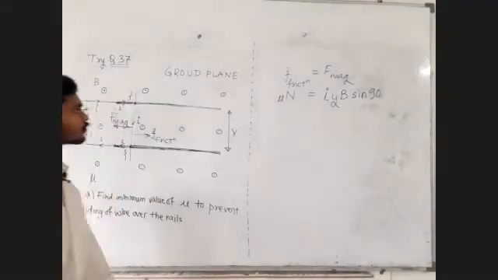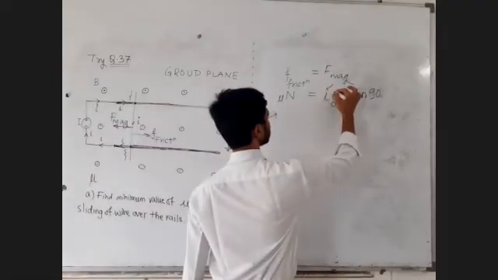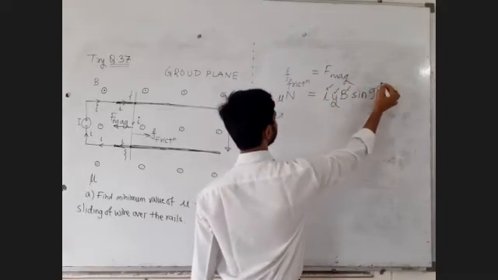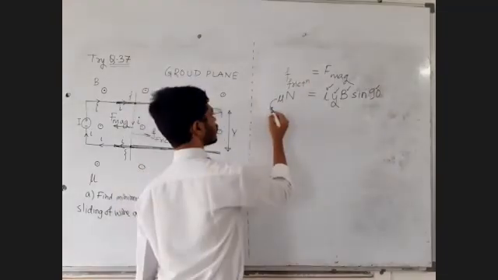Okay fine. Sir, this I value is given in the question, Y value is given in the question, B value is given in the question, sin 90 we know. If we know the normal reaction, sir, then we can find out the friction.